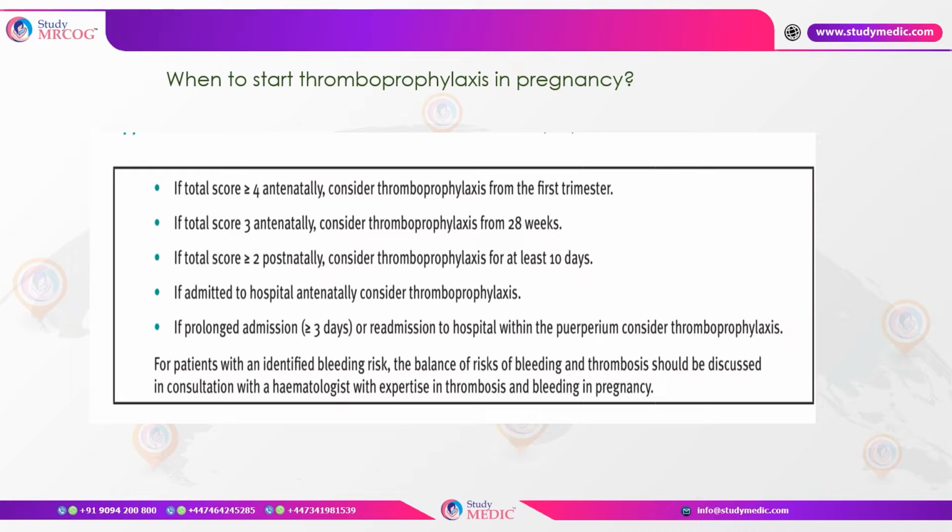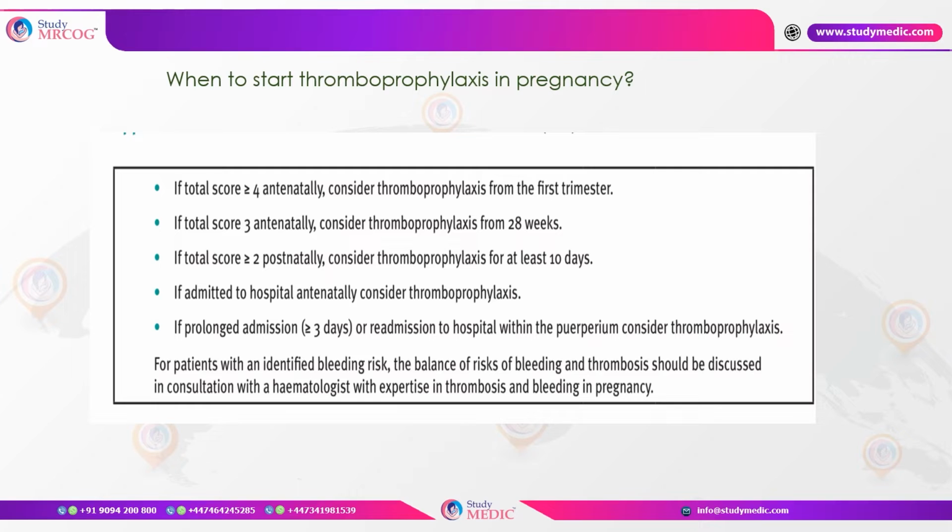So depending on the score, when do you start thromboprophylaxis in pregnancy? Remember, in the antenatal period, only when the score is more than or equal to 4, you will consider thromboprophylaxis in the first trimester. When the score is 3, then you will start from 28 weeks. And if postnatally the score is 2 or more, then you will consider thromboprophylaxis for at least 10 days. Any pregnant woman, whenever she is admitted to the hospital for a prolonged period, meaning more than 3 days, you need to give her thromboprophylaxis for the time of admission. Once she goes home, then you need not continue the thromboprophylaxis.